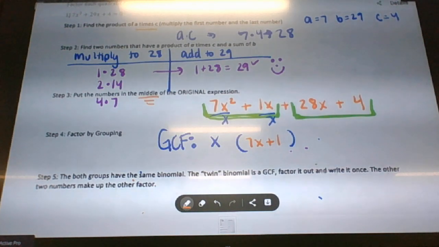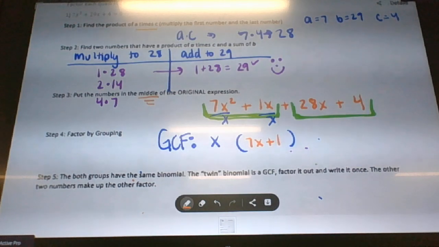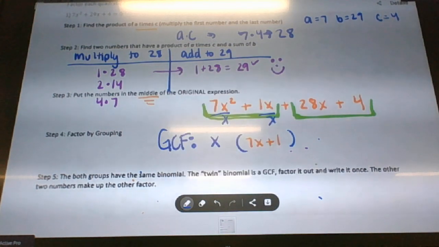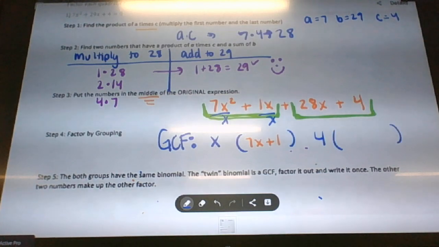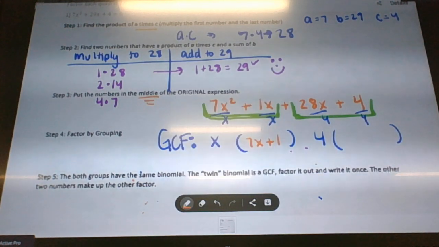What's the GCF in the second group? They both divide by 2. They both divide by 4. It's a greater number. So if I divide by 4 here, I get 7.